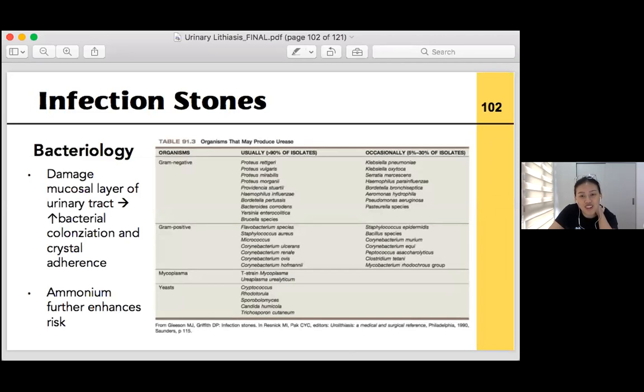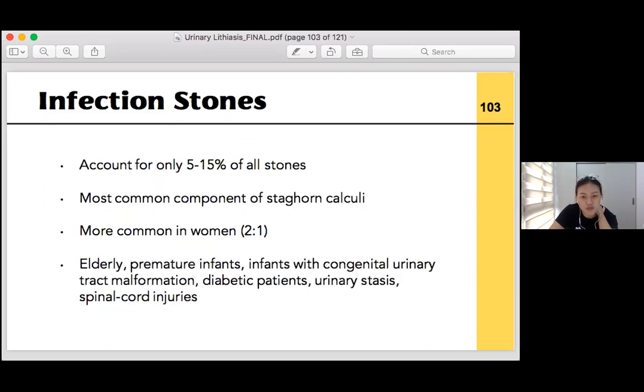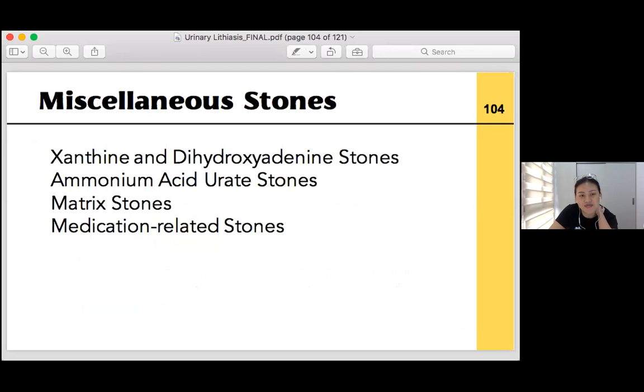So for bacteriology, the family Enterobacteriaceae makes up the majority of the urease-producing pathogens. However, other gram-positive and gram-negative bacteria have been found to do this, and they attributed this to their ability to damage the mucosal layer of the urinary tract, which increases bacterial colonization and crystal adherence, with ammonium enhancing this risk even further. Infection stones only account for around 5 to 15% of all stones, but they are the most common component of staghorn calculi and are more common in women and these populations.